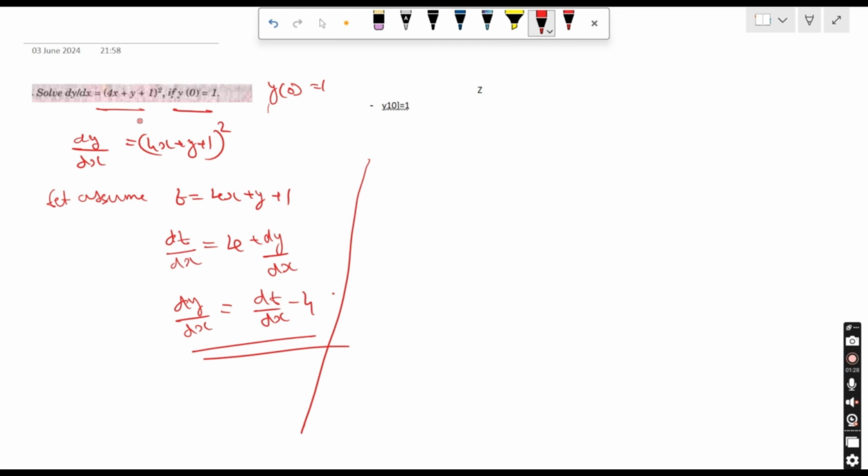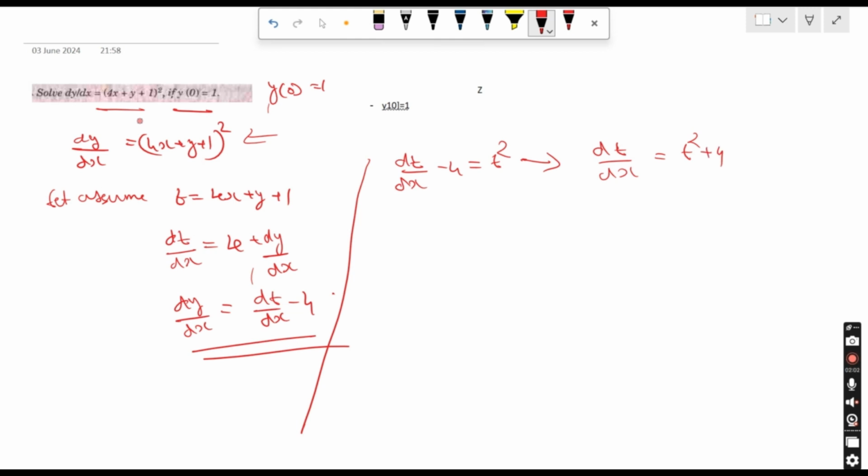Now what we will do is substitute this in our main equation. So instead of dy by dx I can write dt by dx minus 4 is equal to, instead of (4x plus y plus 1) whole square, we assumed t is equal to 4x plus y plus 1, so we can just write t square. So it can be written as dt by dx is equal to t square plus 4.